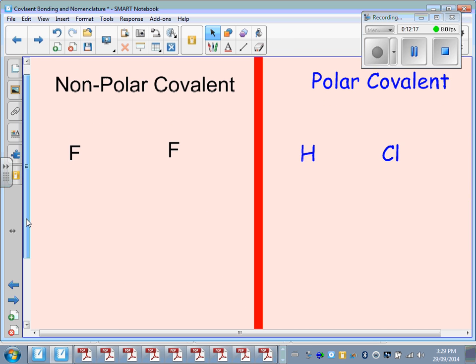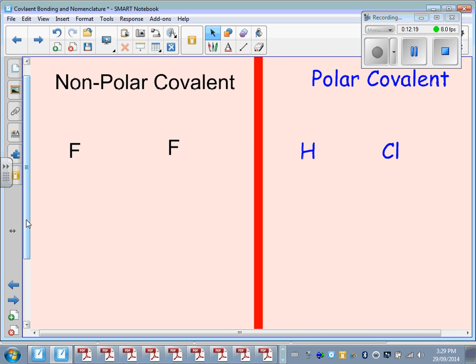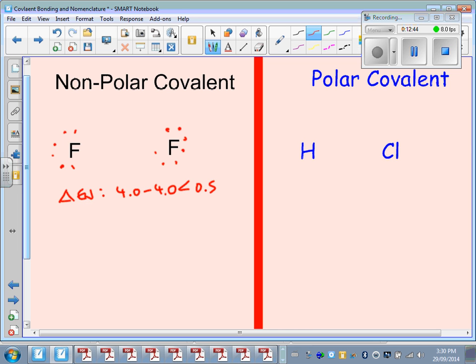So the 2 different categories of covalent are nonpolar and polar. An example would be fluorine, where we write in that it's got 7 in its outer shell, and this one's also got 7. We know that the electronegativity difference of fluorine is 4.0 minus 4.0, which is going to be 0. So we know it's going to be nonpolar covalent because that's less than 0.5. The other thing is, how would you write this in terms of a Lewis dot diagram?